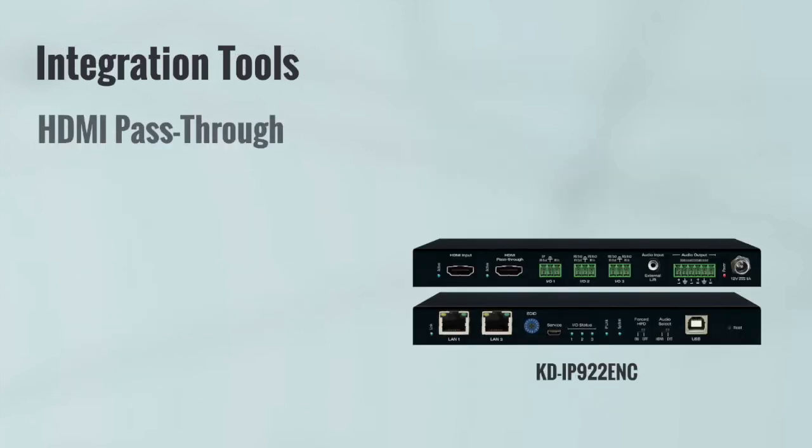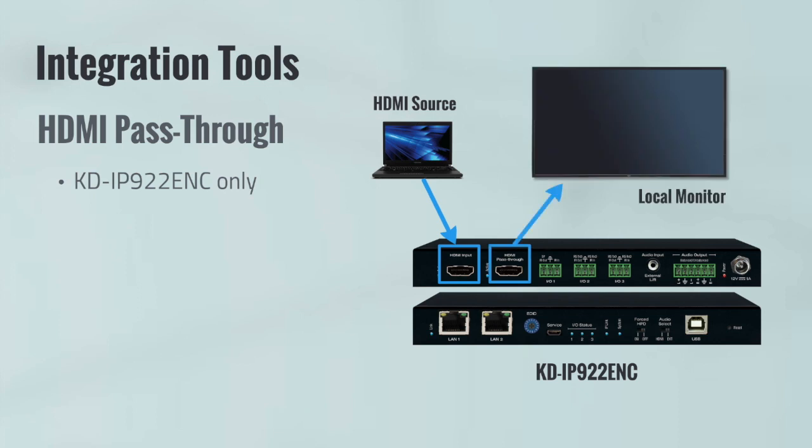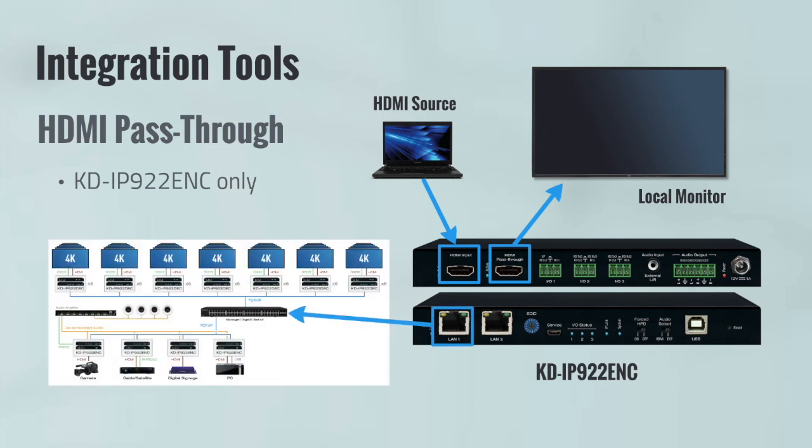Let's start by looking at the HDMI pass-through of the IP922ENC. It's there so that you could easily connect a local source and view it on a local monitor while still being able to distribute that source throughout your networked video system.